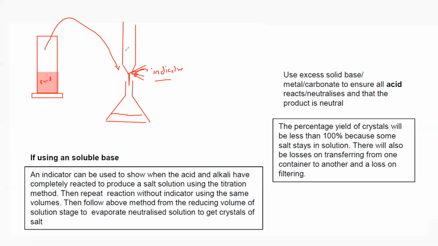When we add the base from the burette, once all of the acid has reacted, the indicator will show a color change. Once the indicator shows a color change, we stop, and we use the reading on the burette to identify the volume of alkali used. And we can repeat the same procedure without the indicator, using the same volumes of acid and alkali, to obtain the salt from this solution.